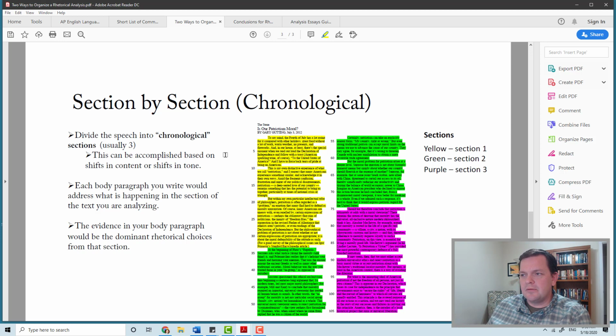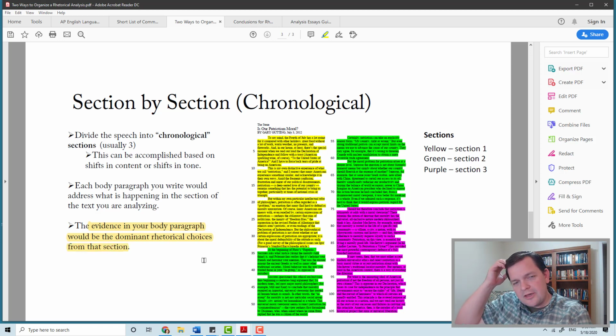And so you want to think about which way you're going to do it. When you do it this way, you divide it into chronological sections. Each body paragraph you write would address what is happening in a given section of the text that you're analyzing. And then the evidence in your body paragraphs would be the dominant rhetorical choices from that section.